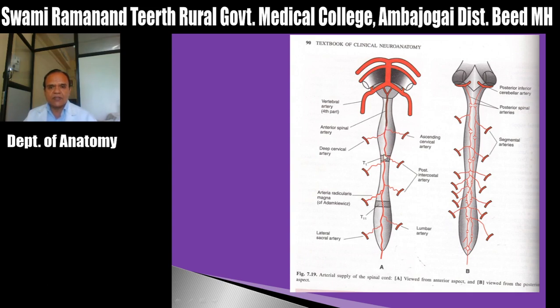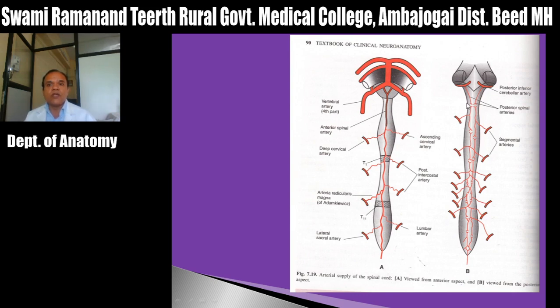It supplies the anterior 2/3 part of the spinal cord, and can you see here it is reinforced along its way. The anterior spinal artery extends up to this level, but it gets reinforced by the ascending cervical artery, particularly the posterior intercostal arteries, then the arteria radicularis magna, and then the lateral sacral arteries. They reinforce in order to continue this anterior spinal artery, and it gives various branches, and the third part of the substance of the spinal cord is supplied by the anterior spinal artery.